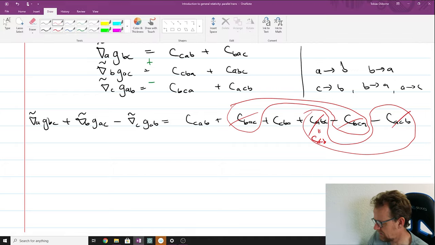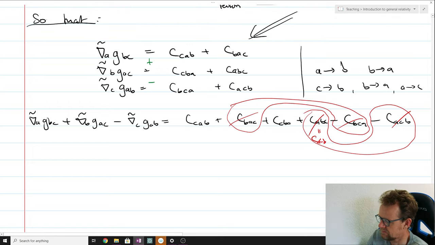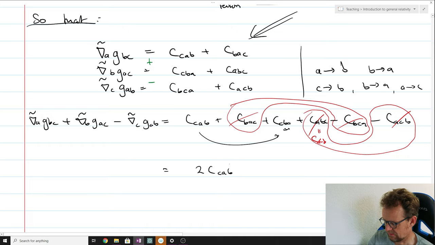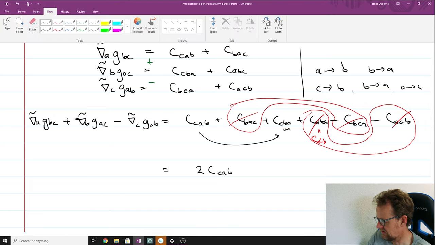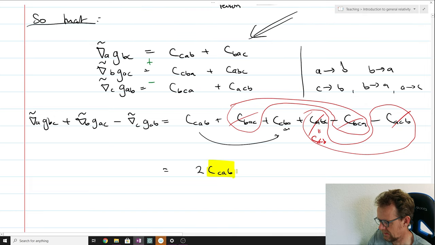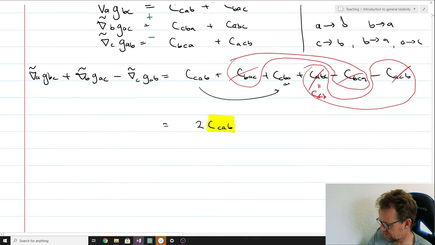And so we're actually left with the following equation. And then using the fact that these things are symmetric, we can add these two terms together. So we get 2CCAB on the right-hand side. We're almost there, because remember, the freedom we have is in the choice of these C coefficients. That's the freedom we have in redefining derivative operators. And we see that that's already determined by the metric, right, on the left-hand side. And we just want to express that a bit more precisely, concretely.